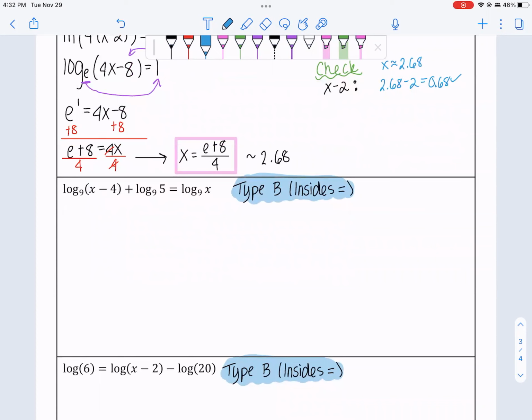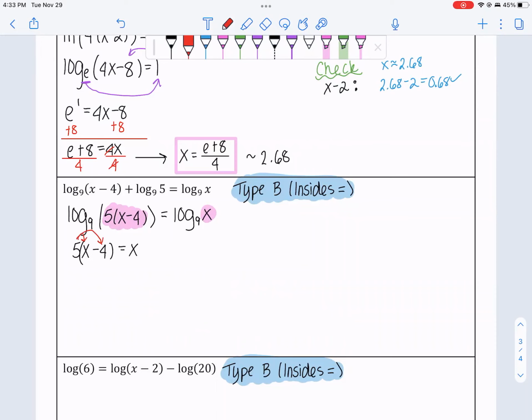These last two are going to be insides equal type of problems, which means we are combining logs together, and then we are setting the insides equal. So we want it to be log equals log before we do anything. So here we have addition on the outside, so I'm going to turn that into multiplication on the inside. I'm going to put the 5 out front. 5 times x minus 4 is equal to log base 9 of x. It's log base 9 equals log base 9. I can take these insides and set them equal to one another. So 5 times x minus 4 is equal to x.